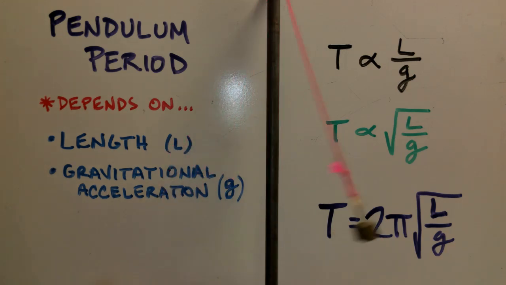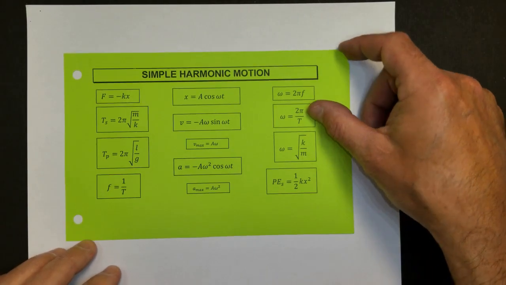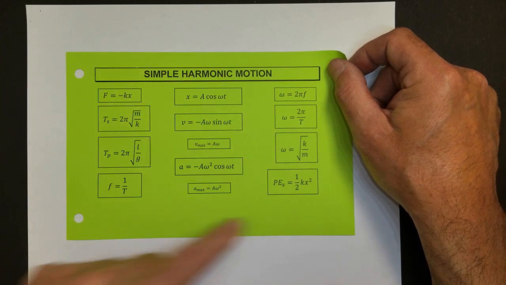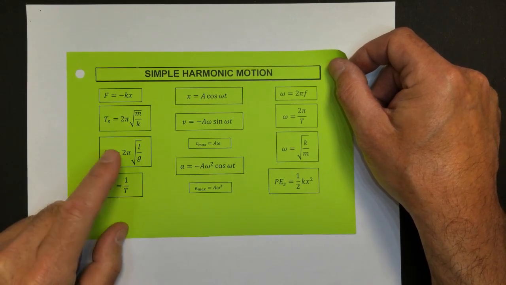Again, the simple pendulum, as it moves back and forth, turns out that if the angle of displacement is small, it will exhibit simple harmonic motion. Simple harmonic motion, of course, is the topic that we've been discussing for the last week or so, and we've derived all of these formulas due to simple harmonic motion, except for the period of the pendulum. So let's do that today.